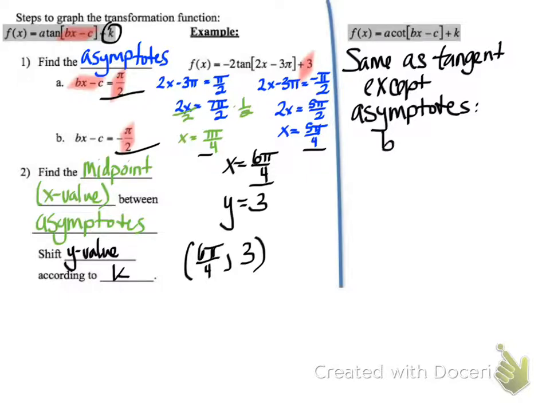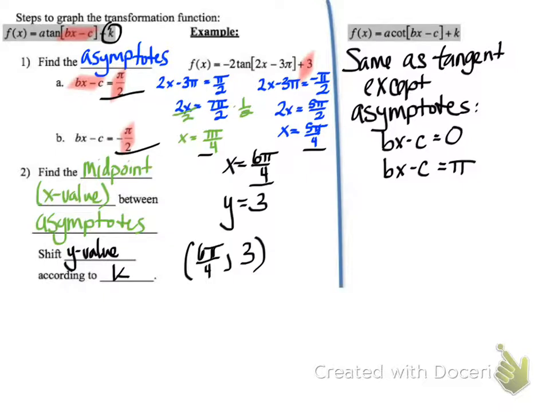So you're going to find the asymptotes by doing bx minus c equals 0 and bx minus c equals pi, because that's when cotangent is undefined. Think about your unit circle. When we're on the x-axis, cotangent will be undefined because it's the reciprocal of the slope there, and the slope is 0 there. So the 2 asymptotes are going to be at 0 and pi.